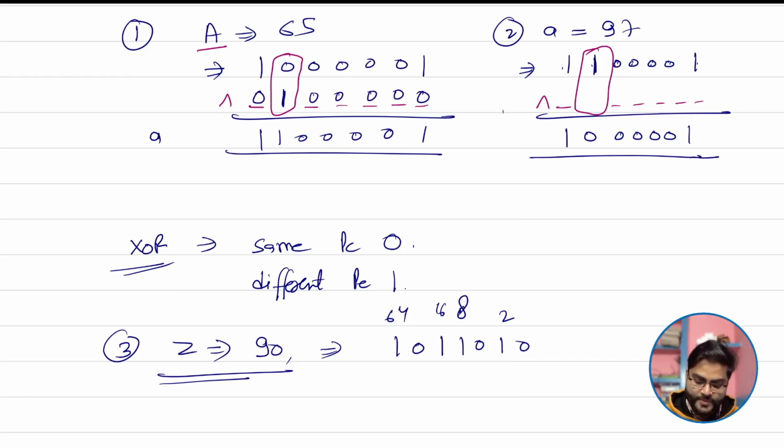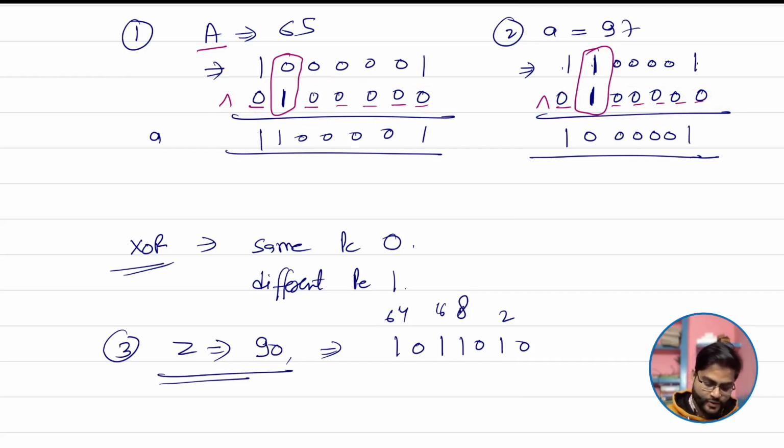Now come to the second problem. If I take the same mask, it will be 0, 0, 0, 0, 0, and take this as 0. Now here if I take 1, what will happen? 1 XOR 1 will give me 0. So this will invert the bit at this position. If I take this mask and do XOR with our character, it will invert the bit.